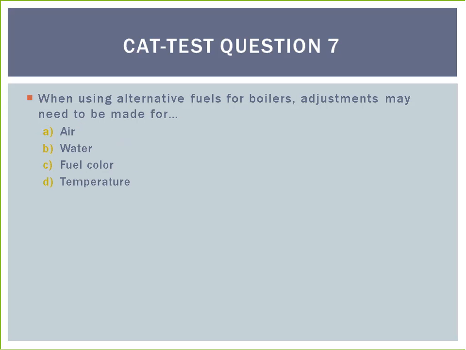CAT test question number 7. When using alternative fuels for boilers, adjustments may need to be made for A. Air, B. Water, C. Fuel color, D. Temperature. Answer A is the best answer here because fuels will need a different mixture with air to operate properly. Manufacturer's instructions should always be followed when operating a boiler. Answer B is not correct because water is not mixed with the fuel to fire the boiler. Answers C and D are indicators that do not pertain to the firing of a boiler.